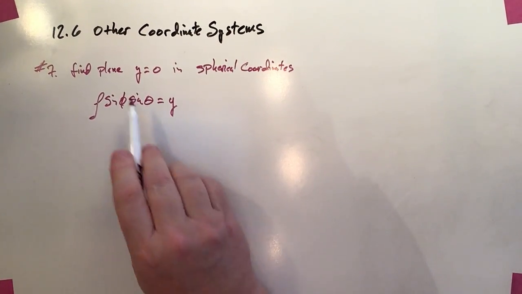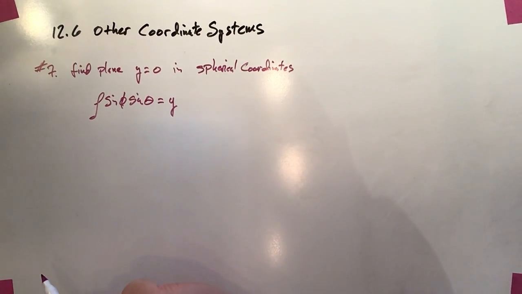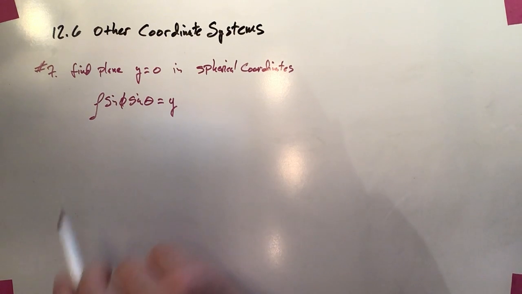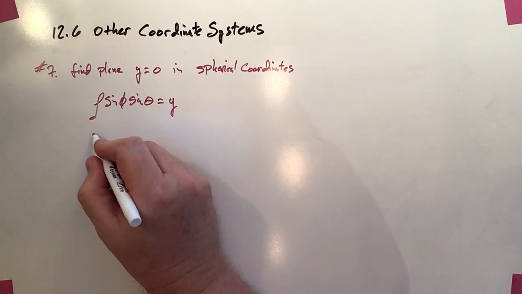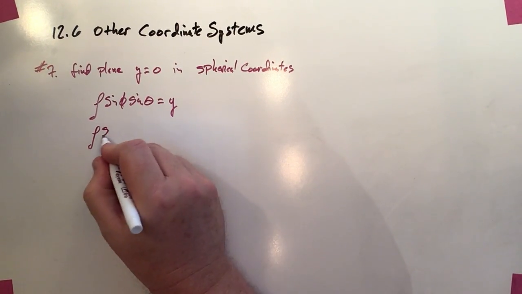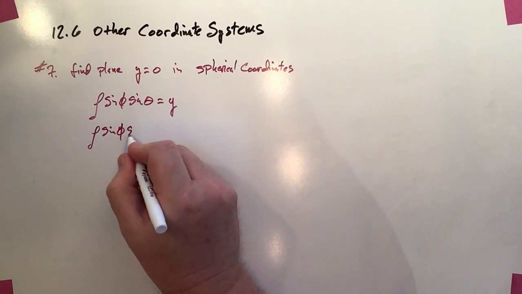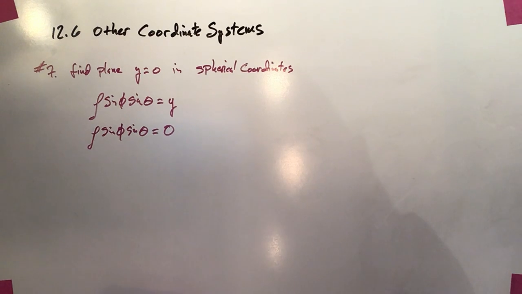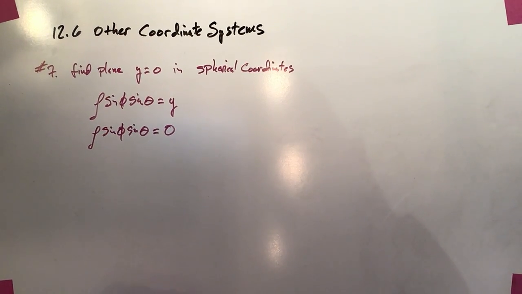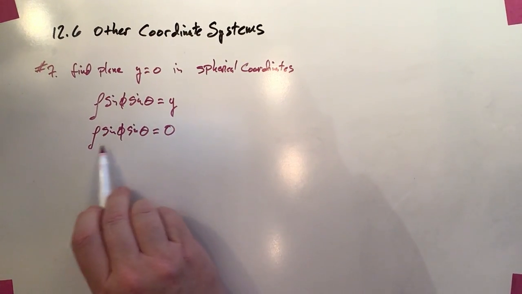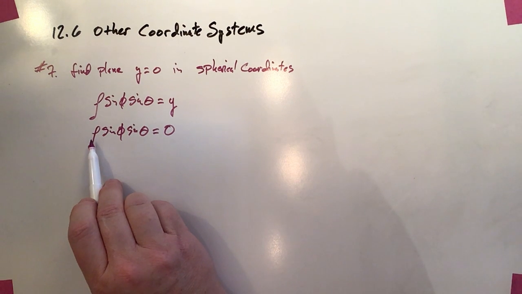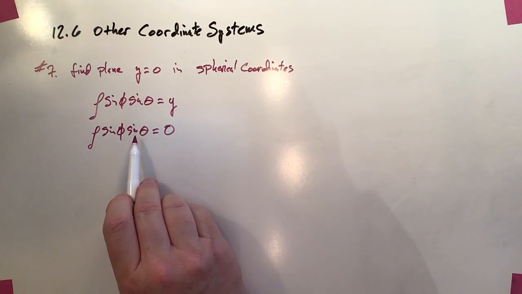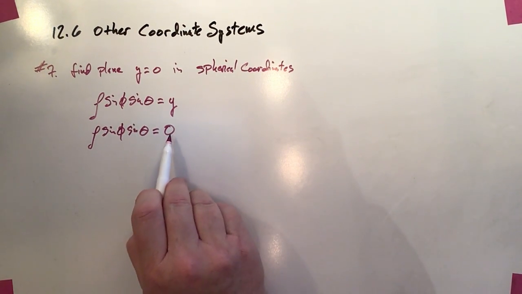There are other conversions, but of course, this one doesn't put any limitations on x or z, so we don't need those conversions. So it looks simple that the equation will simply be rho sine phi sine theta equals 0. But that's actually a little bit of overkill, because it turns out that this represents the zero product rule. The product of rho sine phi and sine theta will equal 0.